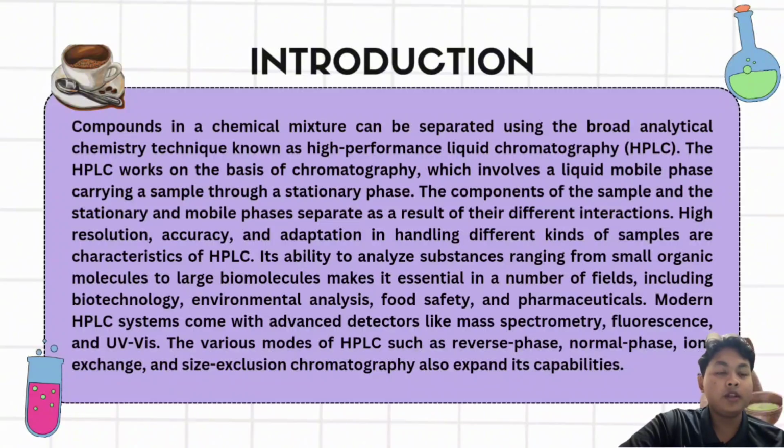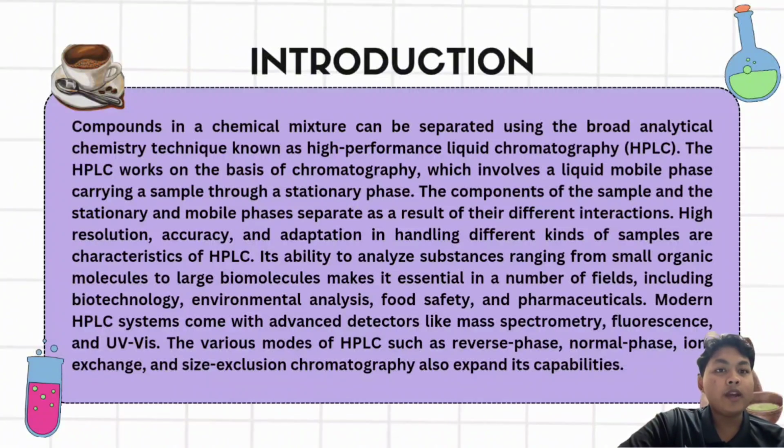Introduction. Compounds in a chemical mixture can be separated using the broad analytical chemistry technique known as high performance liquid chromatography, HPLC. HPLC works on the basis of chromatography, which involves a liquid mobile phase carrying a sample through a stationary phase. The components of the sample separate as a result of their different interactions with the stationary and mobile phases. High resolution, accuracy, and adaptability in handling different kinds of samples are characteristic of HPLC.